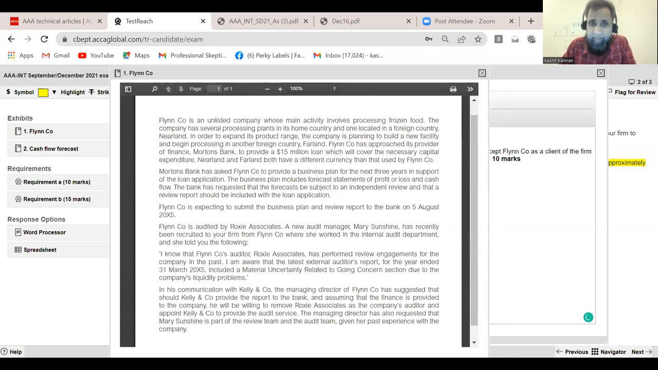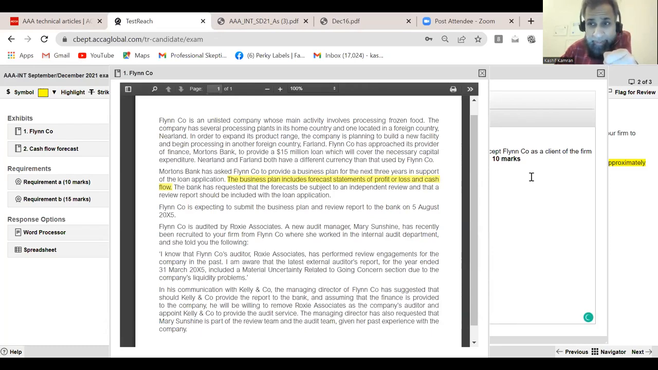Morton's Bank has asked Flynn Company to provide a business plan for the next 3 years in support of the loan application. So that means the loan is repayable over a 3-year period, and the bank wants a business plan for the next 3 years. So how long will the cash flow forecast be? The business plan includes the forecast statement of profit and loss and a cash flow forecast. So how long will be the period of the cash flow forecast? 3 years. Now, is that a relevant matter when I am accepting a service?